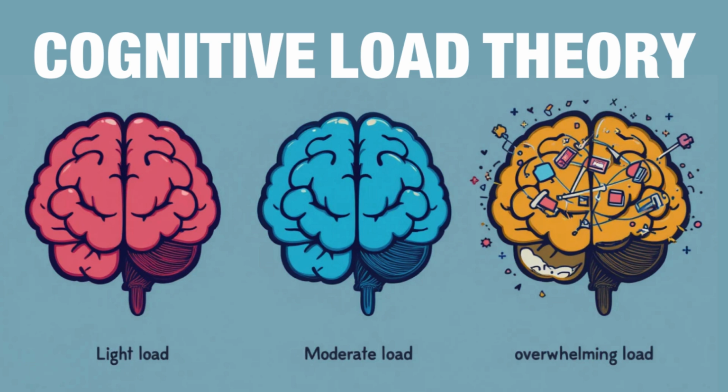How cognitive load impacts learning. When we learn something new, our brains process and store information in working memory before transferring it to long-term memory. But working memory is incredibly limited. It can only hold about 4 to 7 pieces of information at any given time. If we overload this system, information becomes difficult to absorb, leading to cognitive overload.